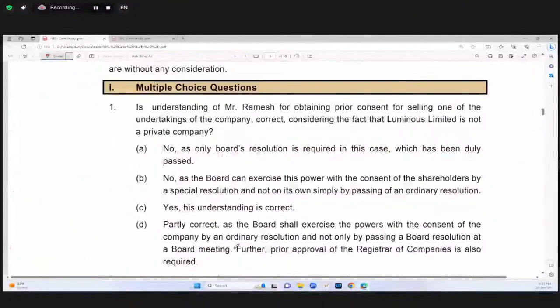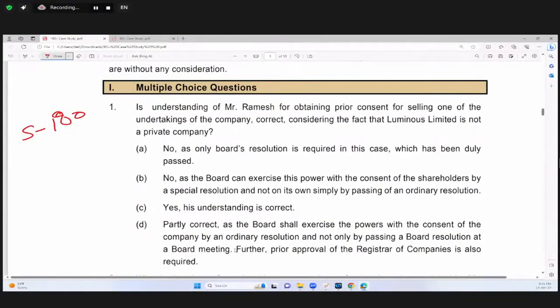Yes, now we will again read the MCQ first. Is the understanding of Mr. Ramesh for obtaining prior consent for selling one of the undertakings of the company correct? Considering the fact that Luminous Limited is not a private company, dear student, also that section 180 is not applicable to the private company. But here the Luminous Limited is not a private company, it's a public limited company. So section 180 of the Companies Act will apply here.